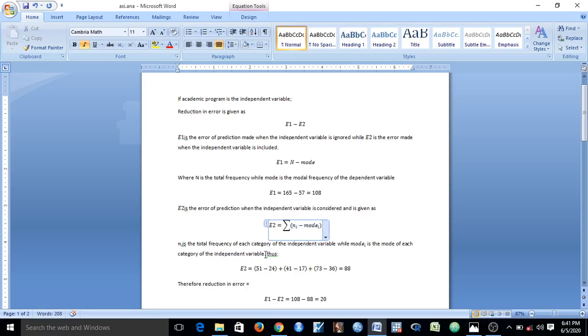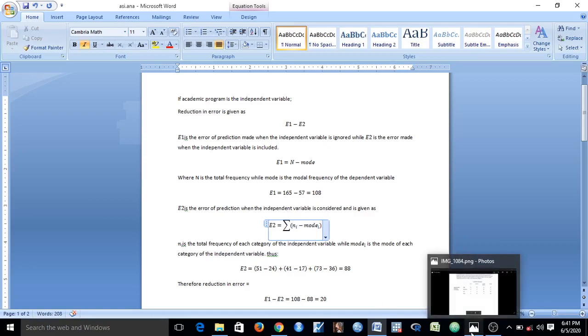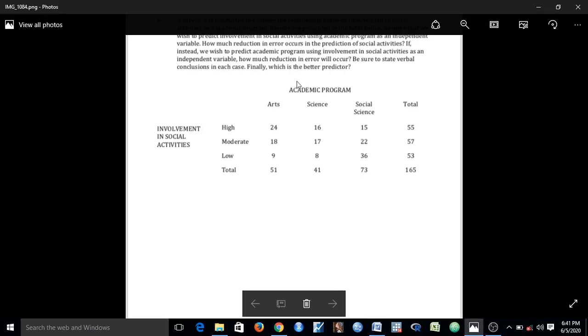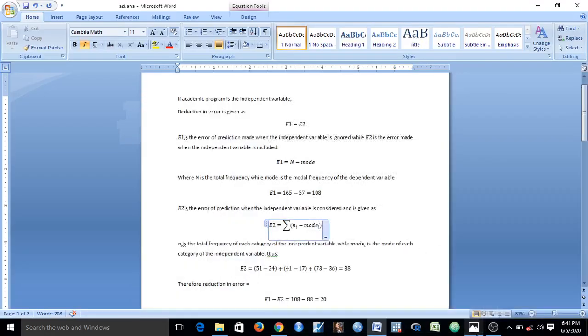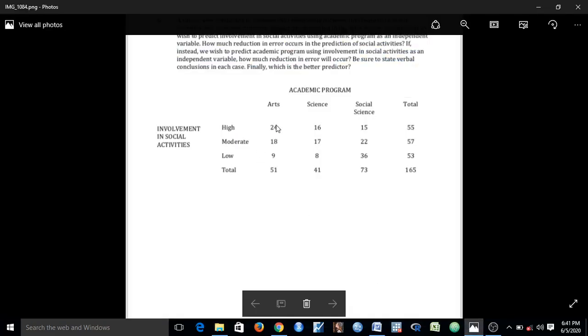So Ni is the total frequency for each category. That is, we have three categories of our dependent variable. Ni is the total frequency: 51, 41 and 73, while mode i is the mode of each category of the independent variable. That is, the mode here is 24, the mode here is 17 for moderate, and the mode here is 36 for low.